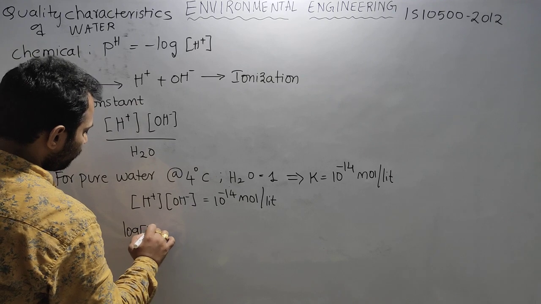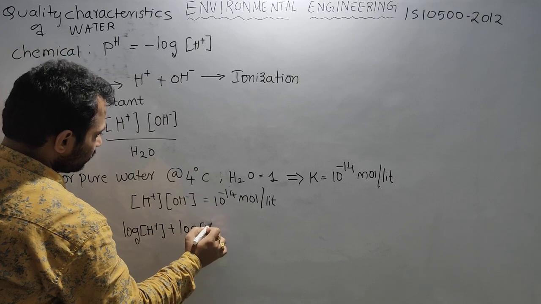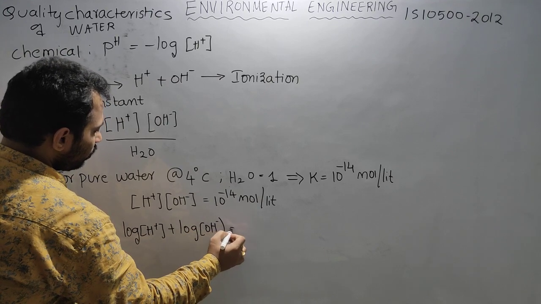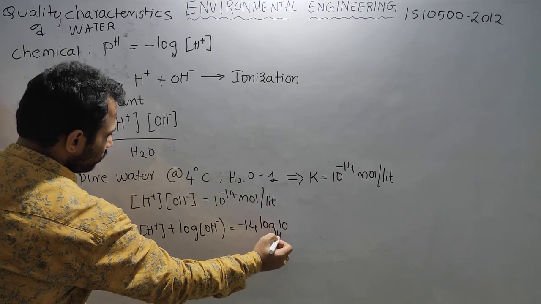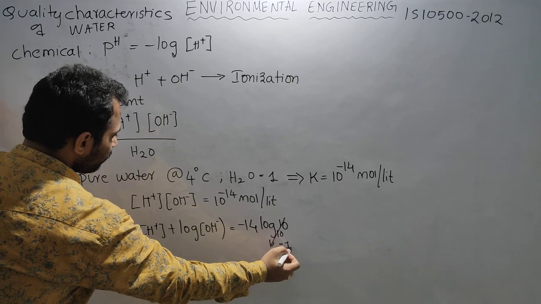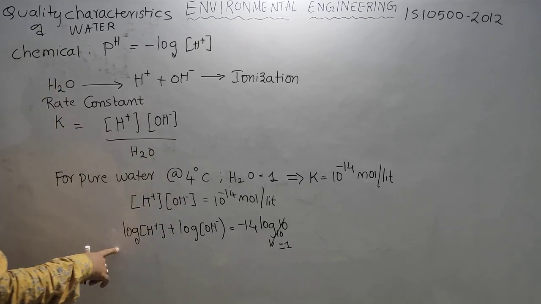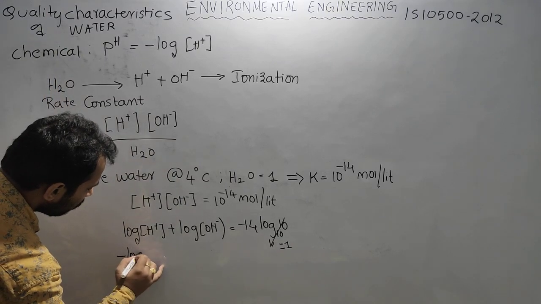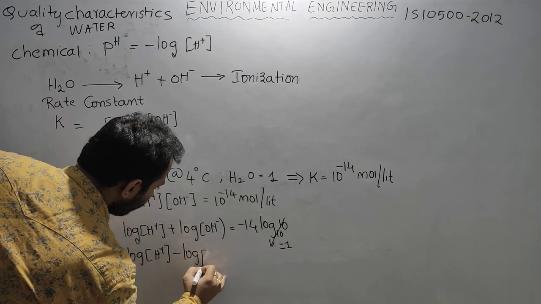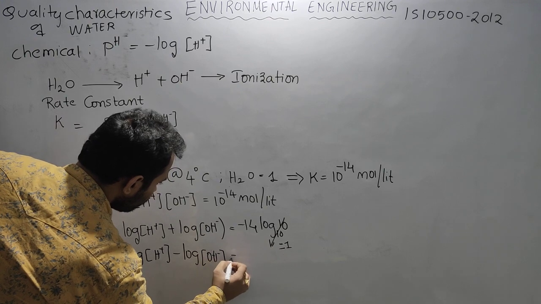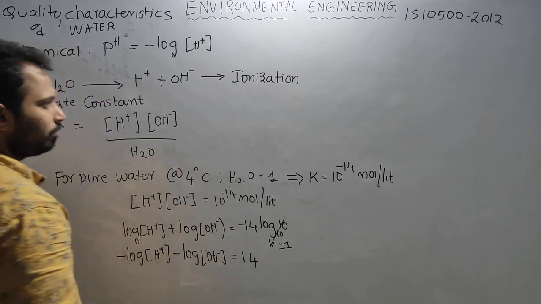If we apply logarithm on either side, then it will become log of H plus plus log of OH minus is equal to minus 14 log 10 base 10, which is equal to 1. So if you bring the minus over, it becomes minus log H plus minus log OH minus, which is equal to 14. So this is nothing but pH and this is nothing but pOH.